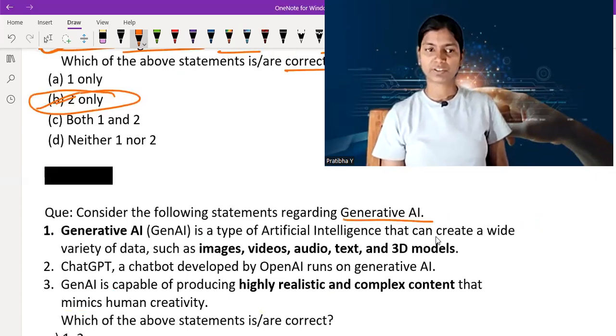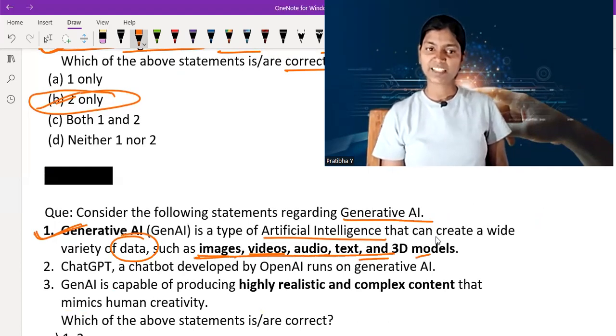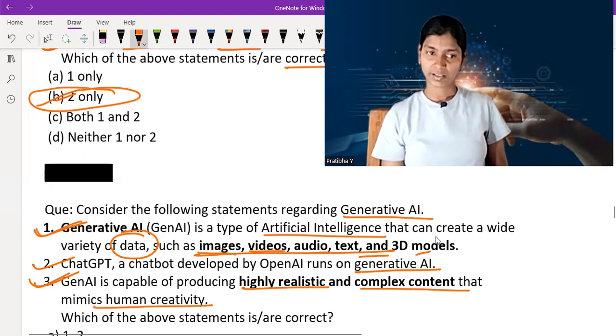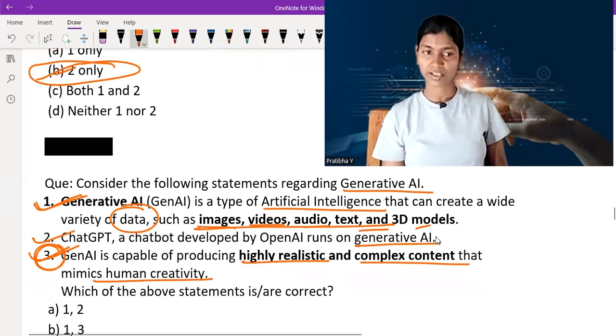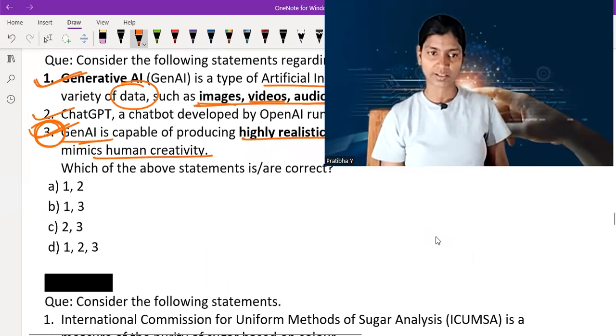Consider the following statement regarding generative AI. First, generative AI is a type of artificial intelligence that can create a wide variety of data, such as images, video, audio, text, and 3D. Yes. Second, ChatGPT, the chatbot developed by OpenAI, runs on generative AI. Yes. Third, generative AI is capable of producing highly realistic and complex content that mimics human creativity. Yes. This is the significance of generative AI. So 1, 2, and 3, all the statements are correct, so option D is correct.